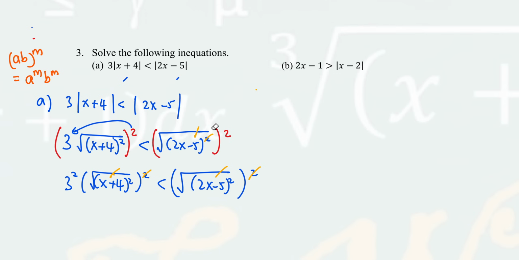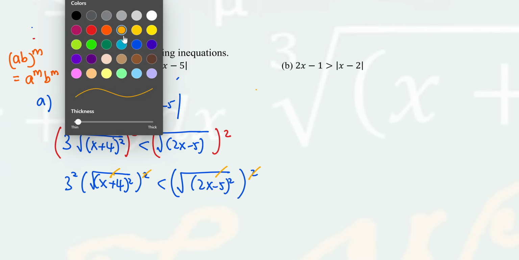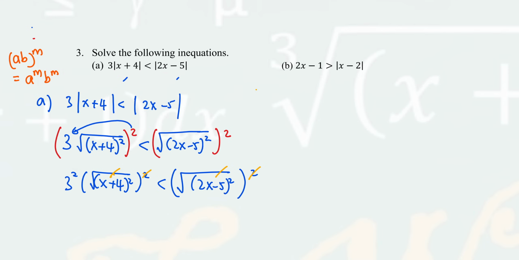This one is wrong. Because if you cancel like that, that means you will be getting one value instead of two values. Alright? So now what to do here is 9 bracket x plus 4 squared. So I will do expansion in the next step.